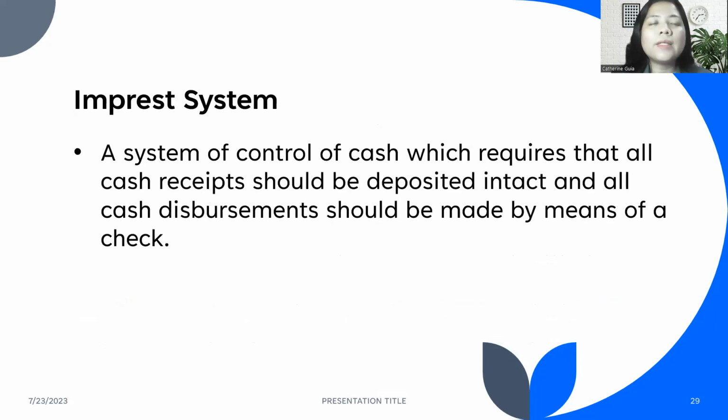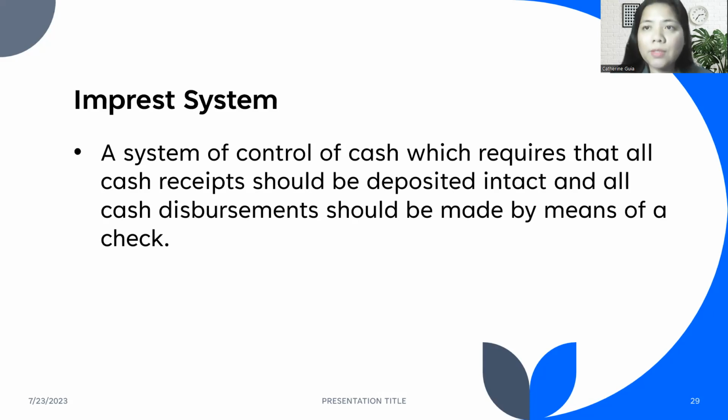Second to the last. This is a system of control of cash which requires that all cash receipts should be deposited intact. So assuming that the cashier's collection for today is 1 million, that 1 million will be deposited the next day to the bank. So that's how you implement the imprest system as far as cash receipts is concerned.